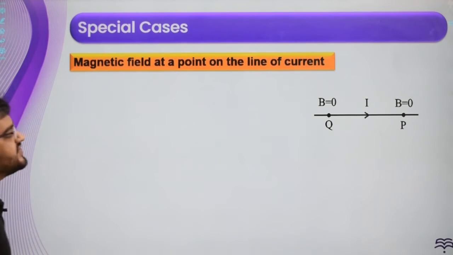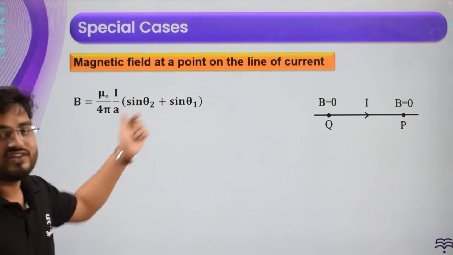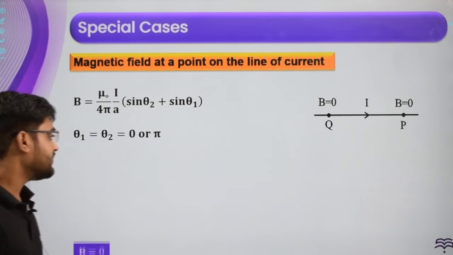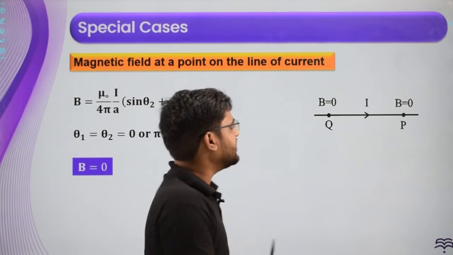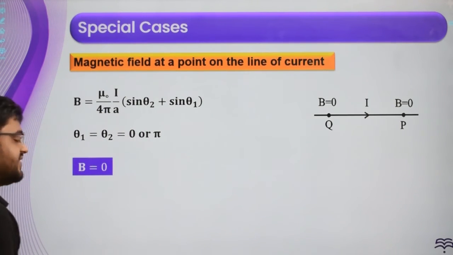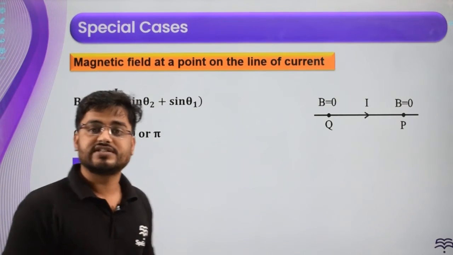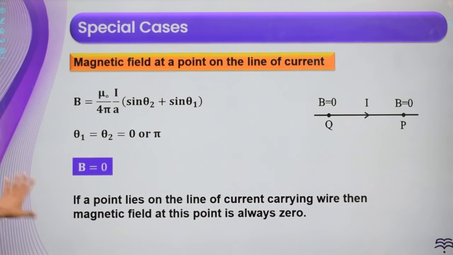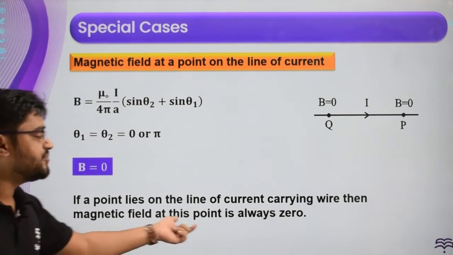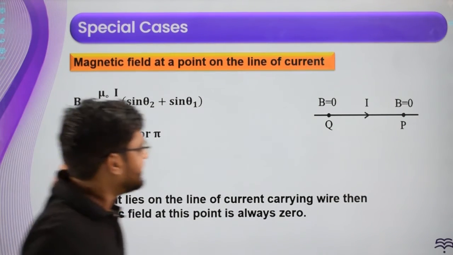So theta 1 as well as theta 2 are both going to be 0 or 180 degree. The sin theta value is 0, so this is 0 and 0. So overall, the magnetic field is 0. Again, if this is a wire, and we are talking about some point here or here on the length of the wire or on the axis of the wire itself, then the magnetic field produced is 0. We'll be using this in a lot of questions, okay? So if a point lies on the line of the current carrying wire, then the magnetic field at this point is always 0. The current does not produce any magnetic field on this line.